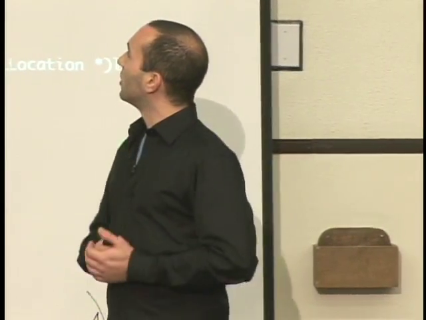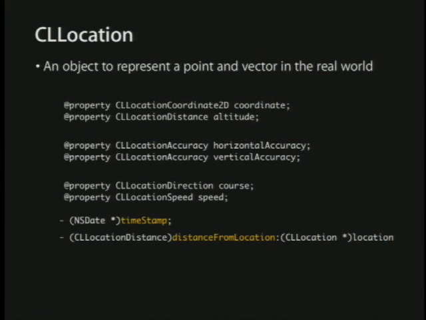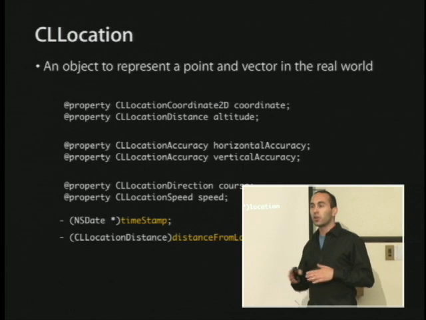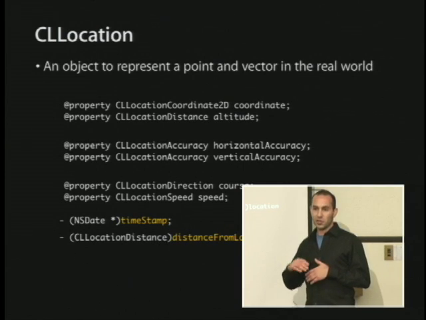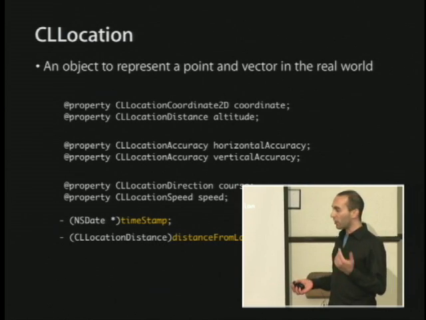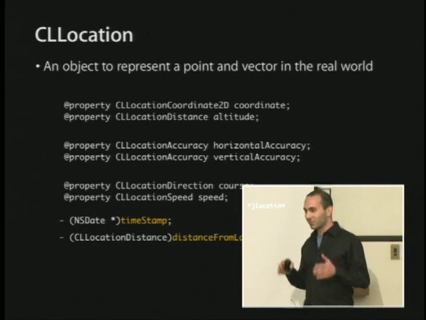So CLLocation. It's an object that represents a point in a vector in space in the real world. It has a few different properties here. So a 2D coordinate, an altitude. The coordinate, by the way, is two double floating point values. And they actually represent the longitude and latitude in degrees. Right? So I don't know where we are right now, but I don't know, 30 latitude and something.